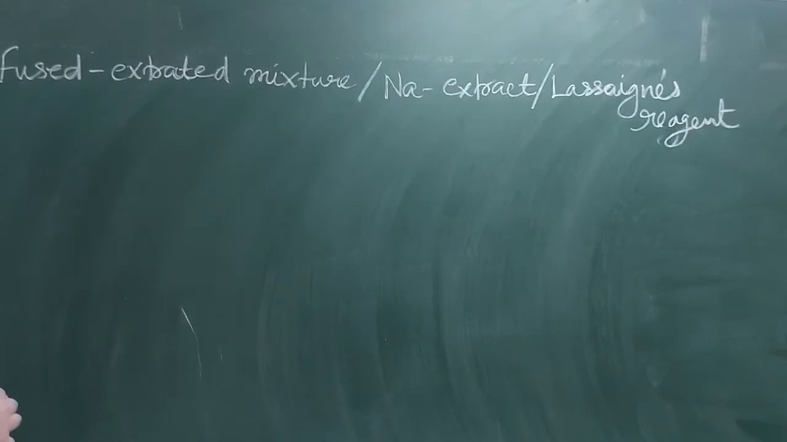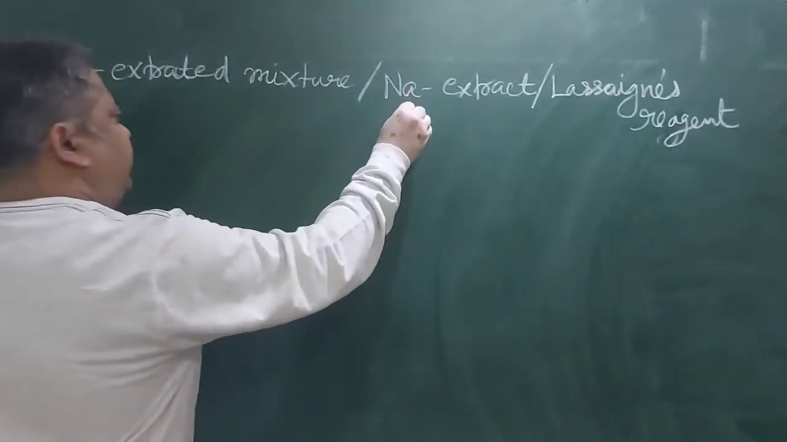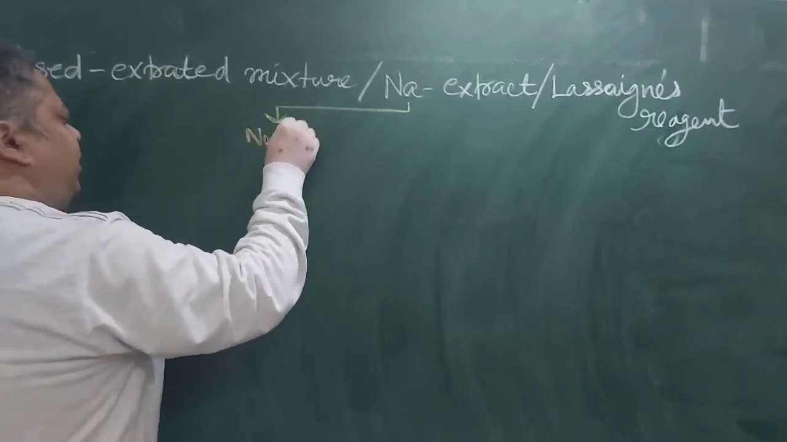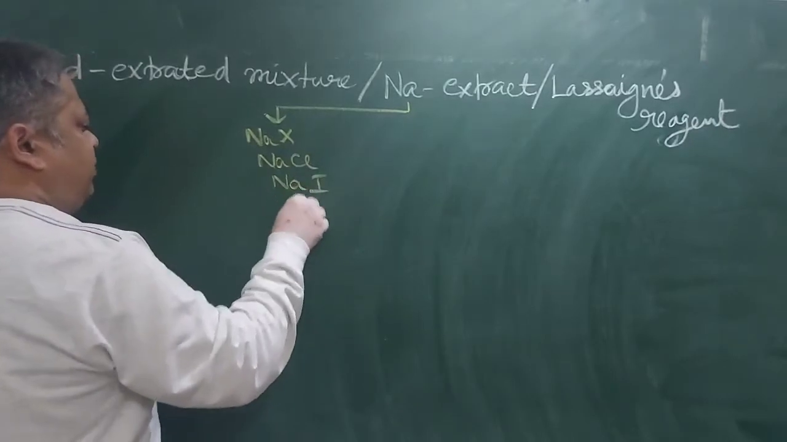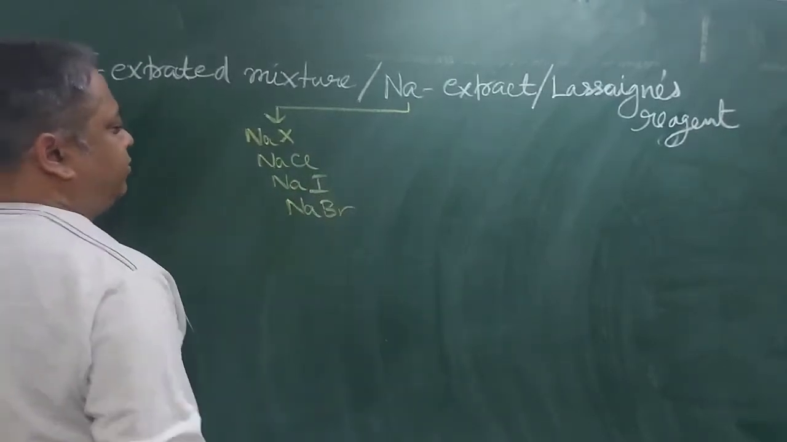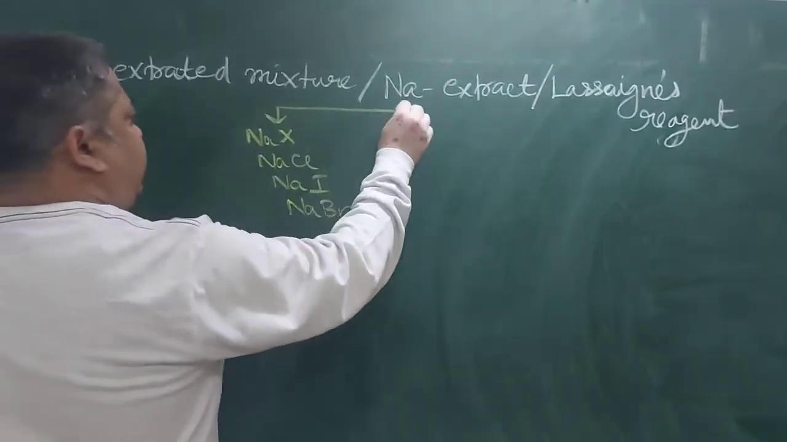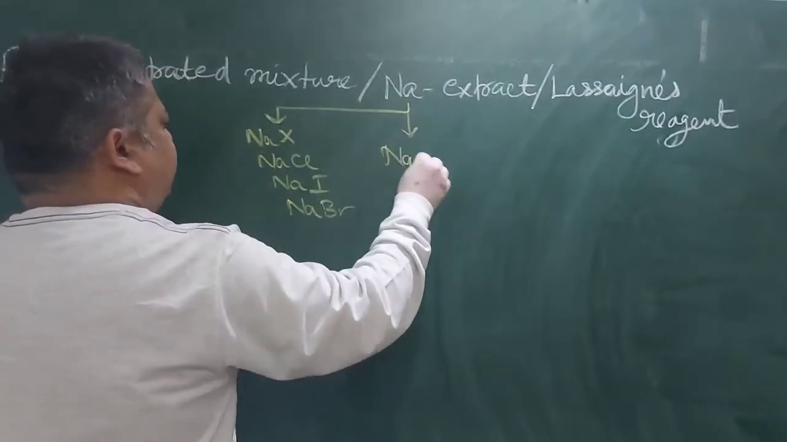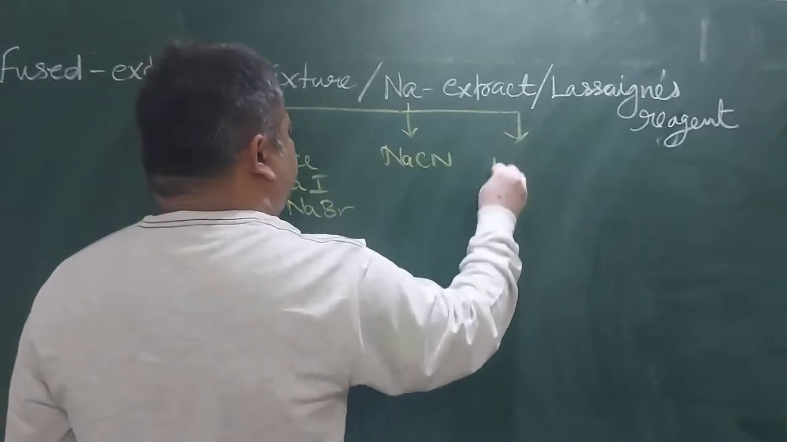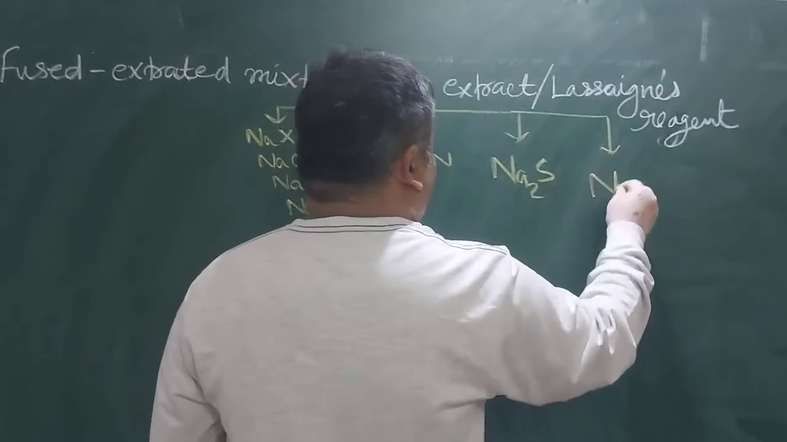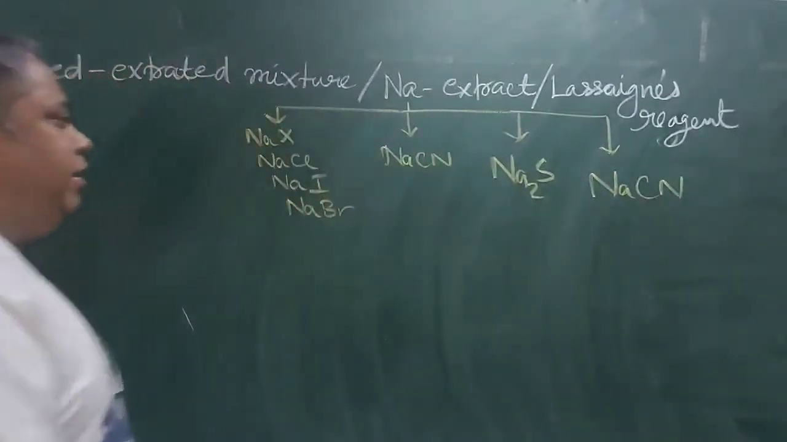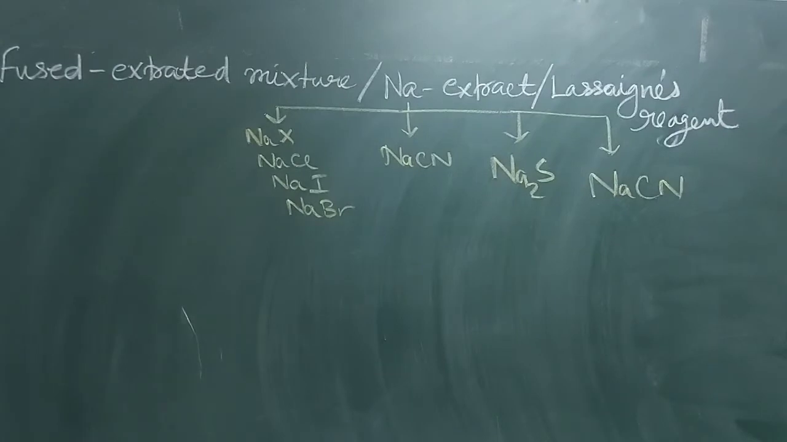So this sodium extract, as I told you earlier, what does it contain? It may contain NaX, that means it may contain NaCl, NaI, NaBr or NaF. It may contain NaCN, it may contain Na2S. Okay. Any of these 3-4 elements could be there. So how will we test it? We can test it by this method.